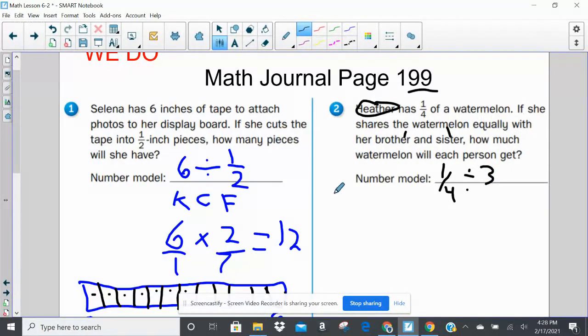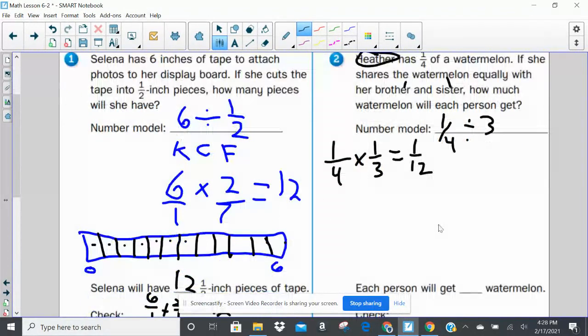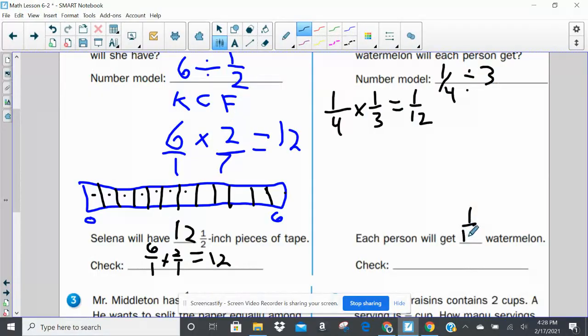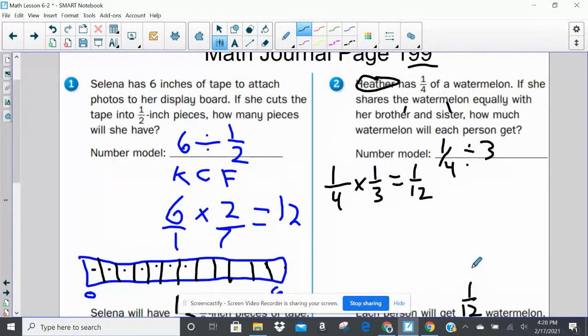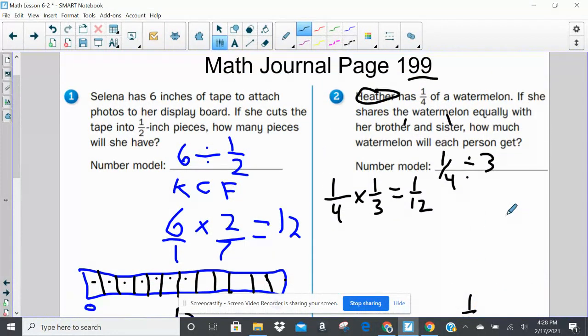So let's go ahead and KCF that. So that would be keep it, change it, flip it. So I would have 1/12 is the answer. 1/12 of a watermelon. And to check our work, we're going to rewrite our number sentence using KCF, which does equal 1/12. Now, how does this look if you have 1/4 of a watermelon? Think about that. What would that look like?